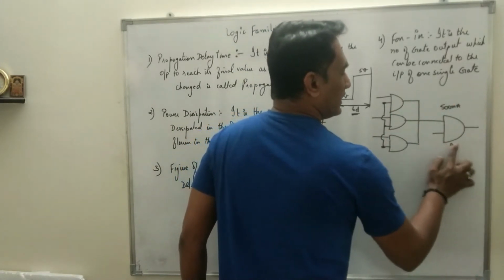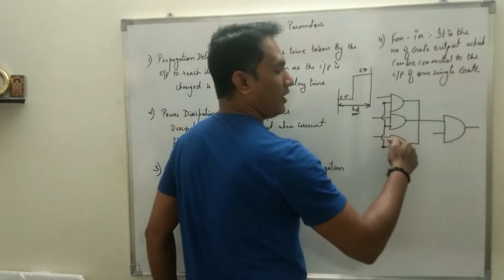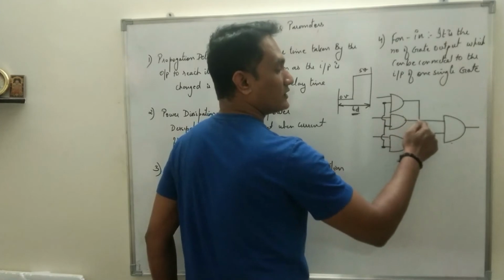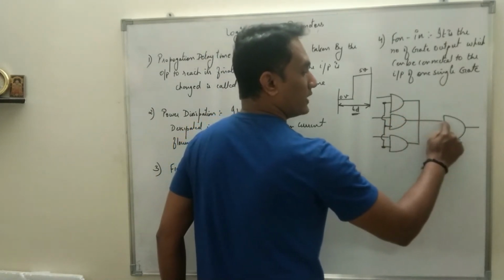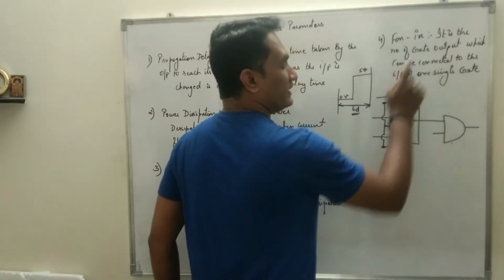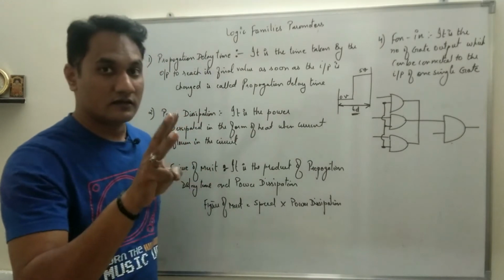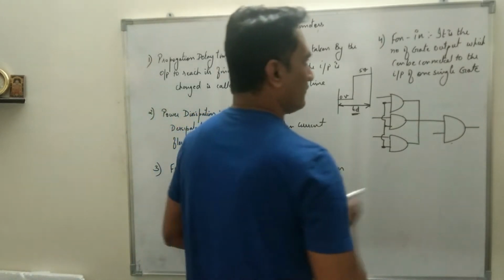So if this is the circuit diagram, how many gate outputs are connected to the single input? 3 gate outputs are connected to the input of one single gate. Therefore we say in this circuit the fan in is 3, as 3 outputs are connected to one input. So that is fan in.